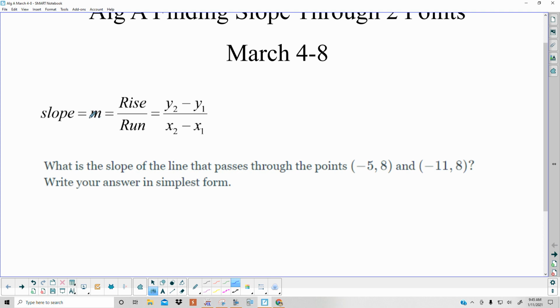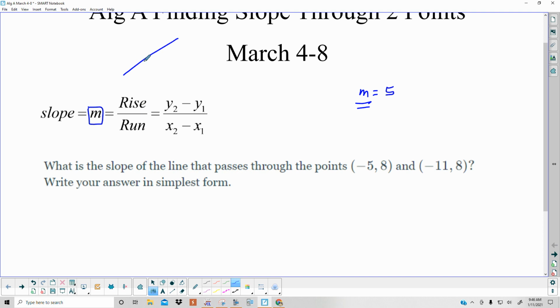I can't explain why, but the variable that represents slope is m. Let's say I tell you the slope is 5, so you'd write m is equal to 5. Why it's m, I don't know. I'm not trying to confuse you. I'm just preparing you for what's coming. Okay, slope is m.